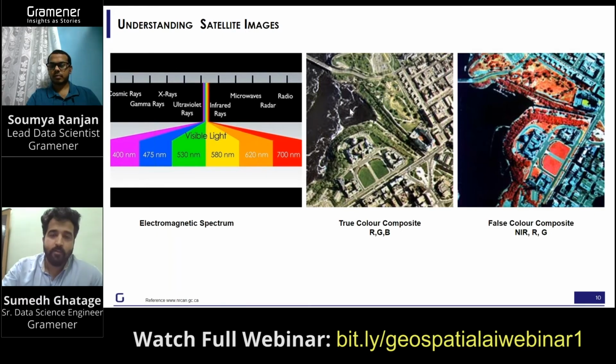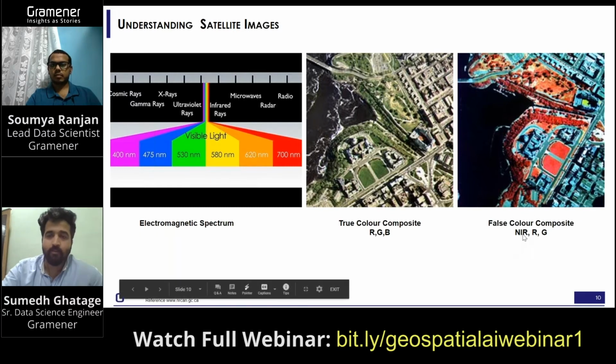The bigger picture you can see here is a true color composite. It consists of our normal imagery like red, green, and blue. When you go on the right side, where we are using a multispectral satellite image, I am using a false color composite, wherein I am using the NIR, near infrared band, red band, and green band.